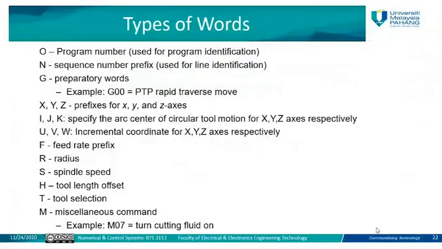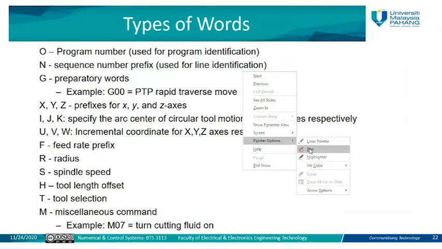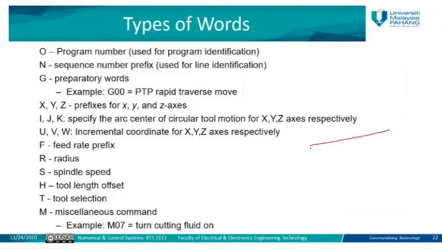So we said the program consists of a list of instructions, and this list of instructions consists of blocks. Each block consists of words. So this is the program list, for example, which consists of instructions, and each line includes one block. Each block consists of several words. Each word consists of an address plus a number. So the address that we are talking about is this address here.